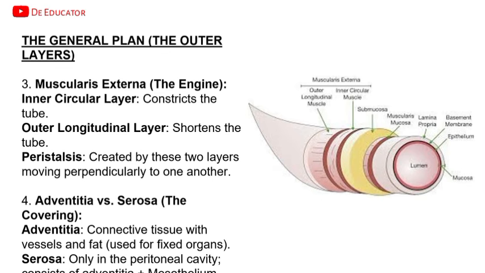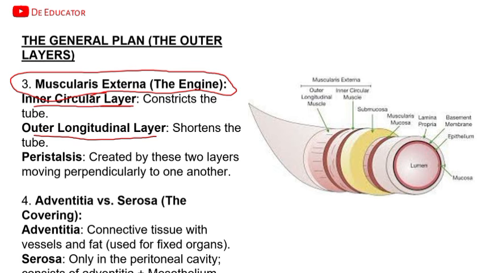Still under the general plan, the third one is the muscularis externa. It's regarded as the engine because it does the work of peristalsis. It is the one putting in the work to move your food from one region to another. This muscularis externa has a particular arrangement. The inner circular layer constricts the tube, while the outer longitudinal layer shortens the tube.